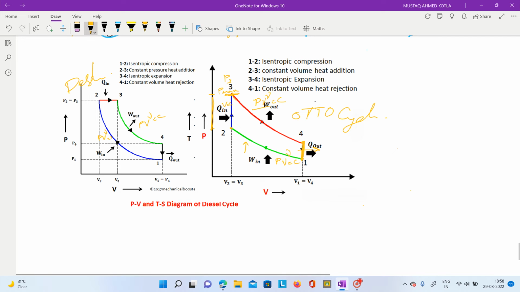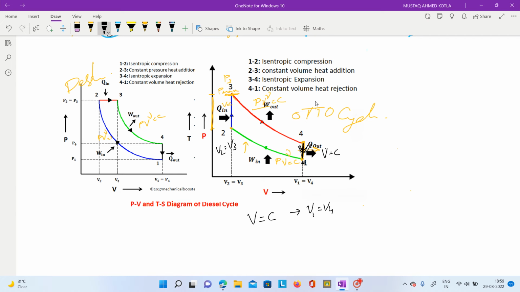Here you can see this one is a straight line which is coming downwards, which means here also volume equals constant. The main point I am saying is V equals constant. That means V1 equals V4, from 1 to 4. And here V2 equals V3, right? The volume is constant, and P3 equals the maximum pressure.